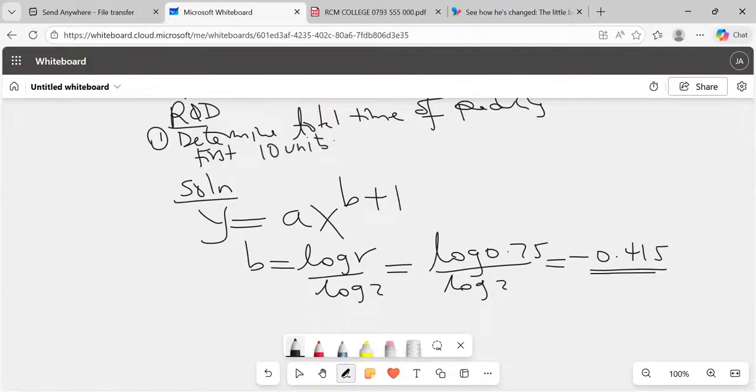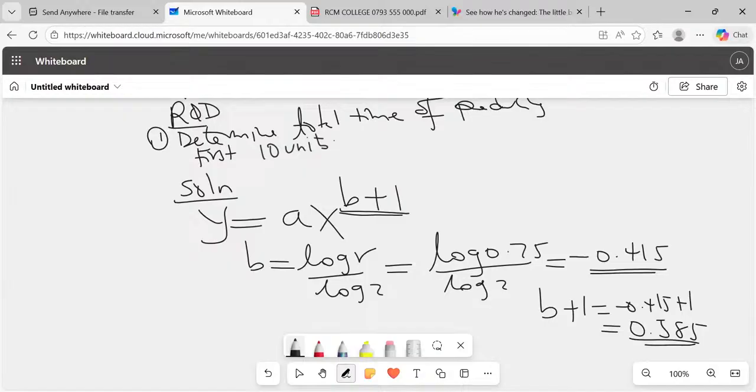I hope you are now able to get this correctly. Did you use brackets? Okay, brackets, great. So once I get this B, I know how to roll the wheel forward. The next thing is to get B plus 1, the exponent. So minus 0.415 plus 1, which will be 0.585.